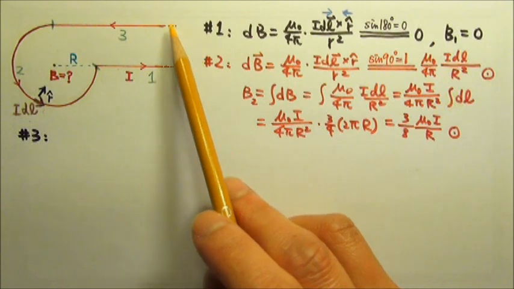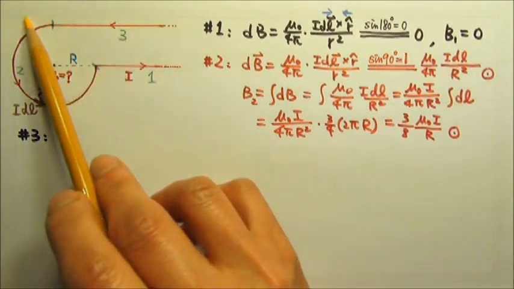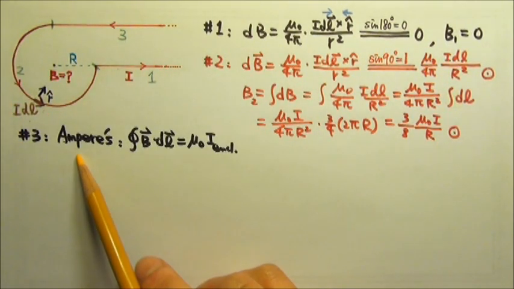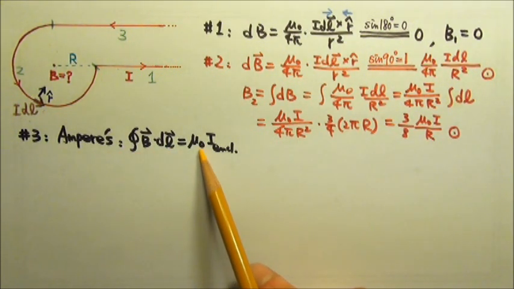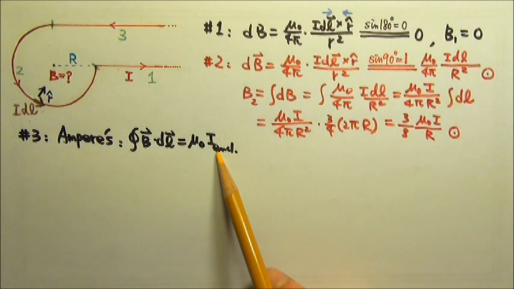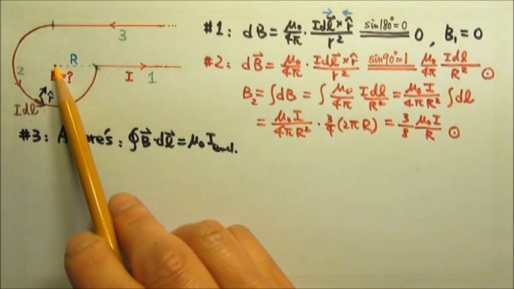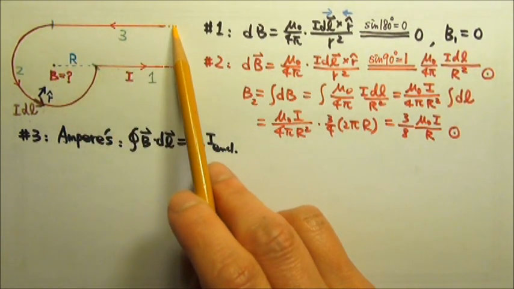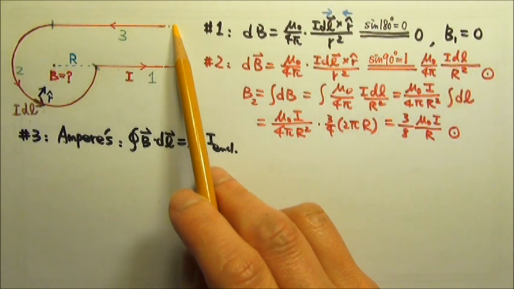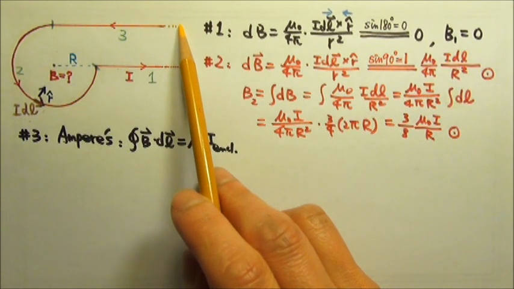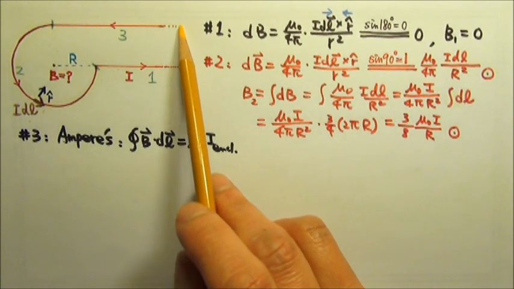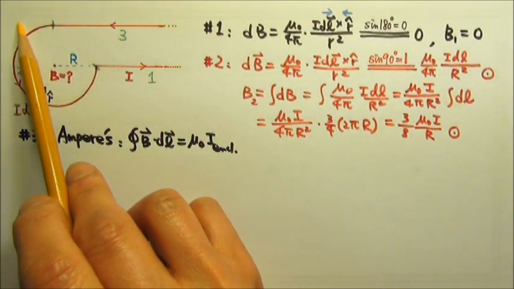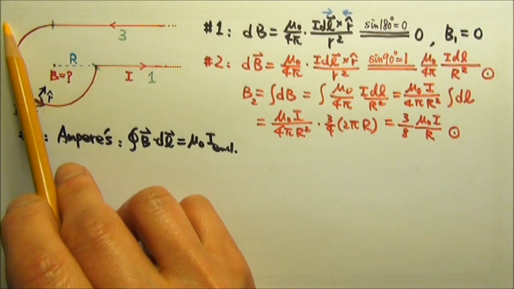So this is only half of a very long current. And in order for us to use Ampere's law, the closed integral of B dot dl equals mu naught times the enclosed current, to find the magnetic field produced by this segment of the current, we will first have to pretend that we have a long straight current. So we have to pretend first that this current goes on and on to the left.